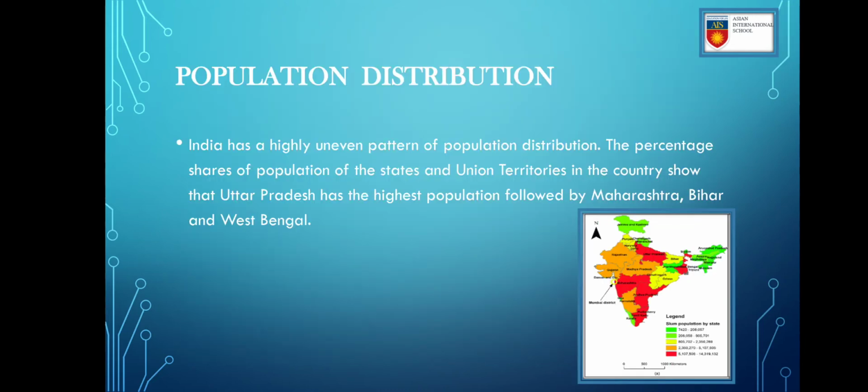Population distribution. India has a highly uneven pattern of population distribution. The percentage shares of population of the states and union territories in the country shows that Uttar Pradesh has the highest population, followed by Maharashtra, Bihar and West Bengal. In the attached figure, you can have a glance of the population distribution in respect to the different states of our country.